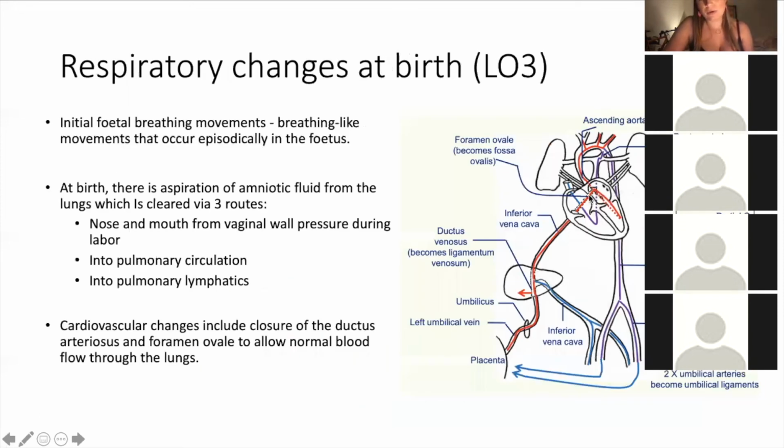Another important thing to know that you'll do in your cardiovascular system is these 2 holes close at birth, but they can obviously stay open in some children.